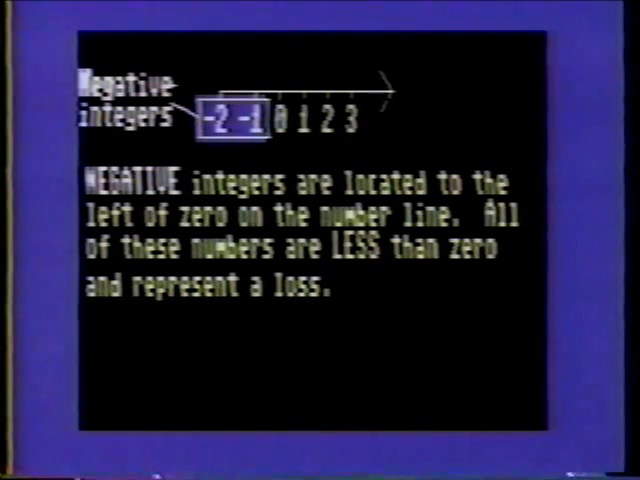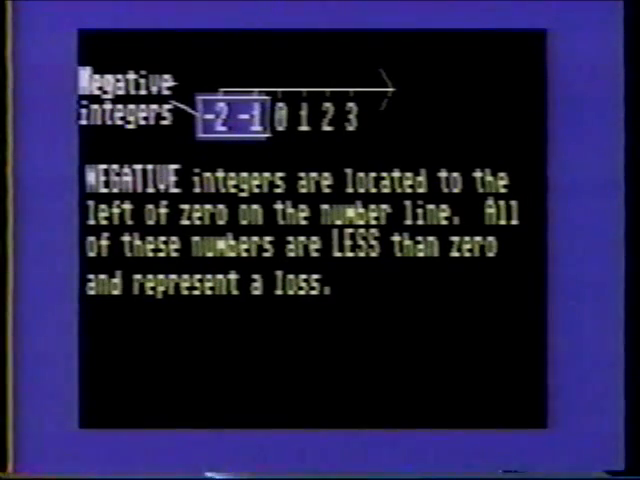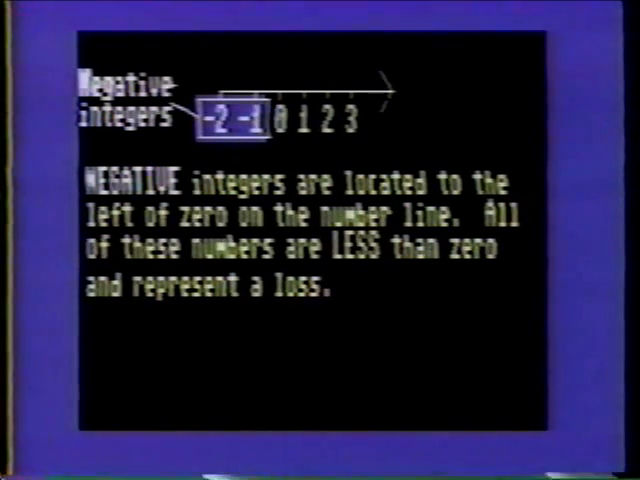Negative integers are located to the left of 0 on the number line. All of these numbers are less than 0 and represent a loss. In the number line above, -2 and -1 are negative numbers.